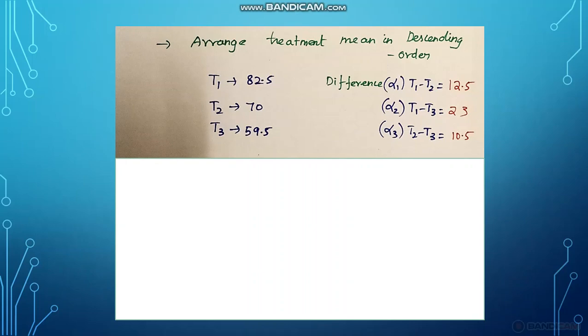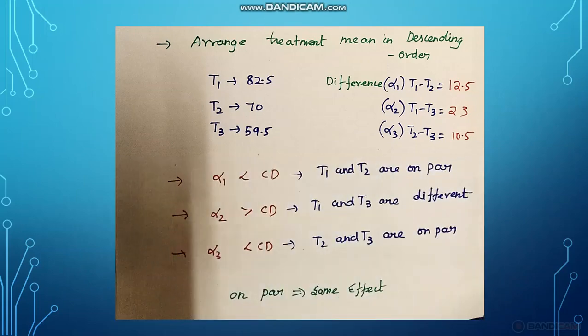Alpha 1 is the difference between T1 and T2. Alpha 1 is less than the CD value, so T1 and T2 are on par. On par means same effect, so T1 and T2 are giving the same effect. Alpha 2 is greater than the CD value, so T1 and T3 are different. And alpha 3 is less than the CD value, so T2 and T3 are on par. On par means same effect.